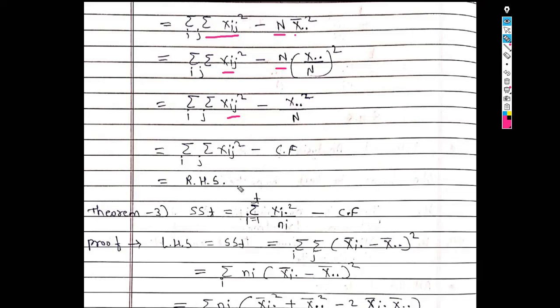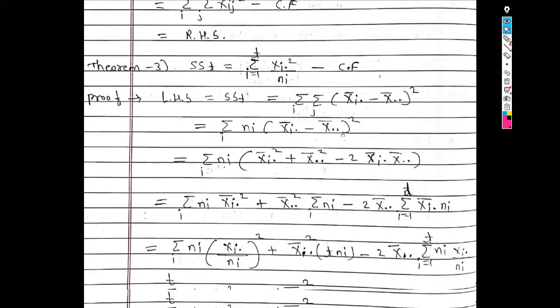So when we solve any example based on CRD, we use this simple formula to find the total sum of squares instead of using the original formula. Now we are going to discuss the next derivation, for the treatment sum of squares.